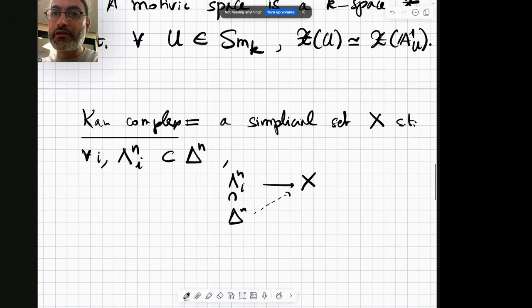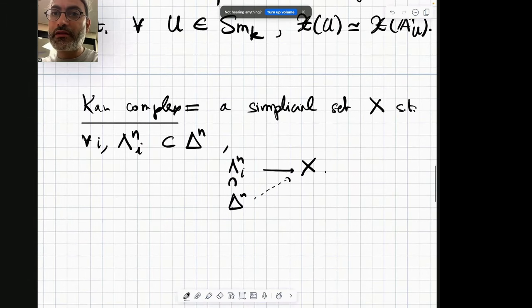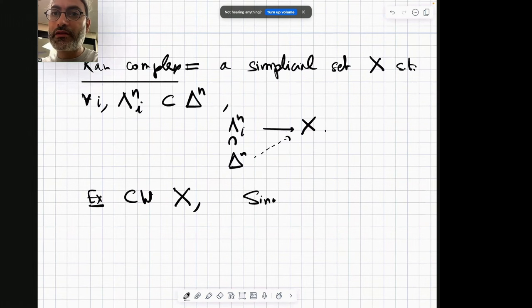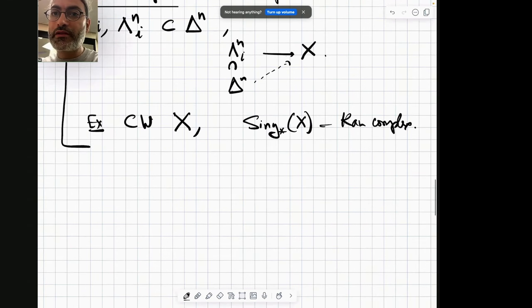The main examples basically are the following. You take a CW complex, again let's call it X, and then you look at the singular simplicial set. This will be a Kan complex. And basically it gives all the Kan complexes. Okay? Good. So that was the answer. Now let me move on with the plan.